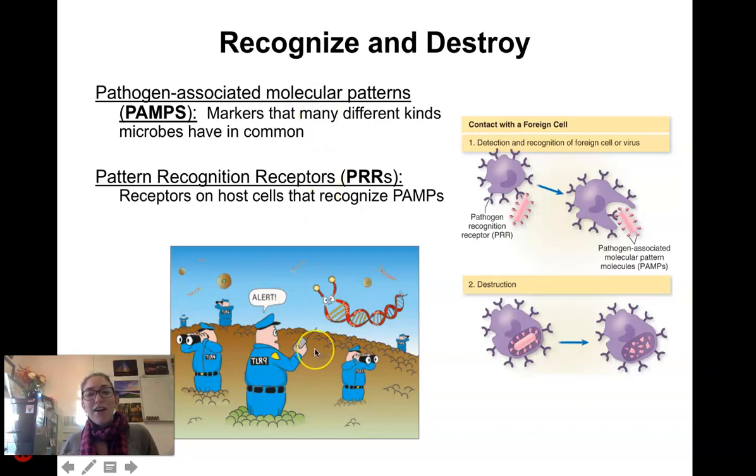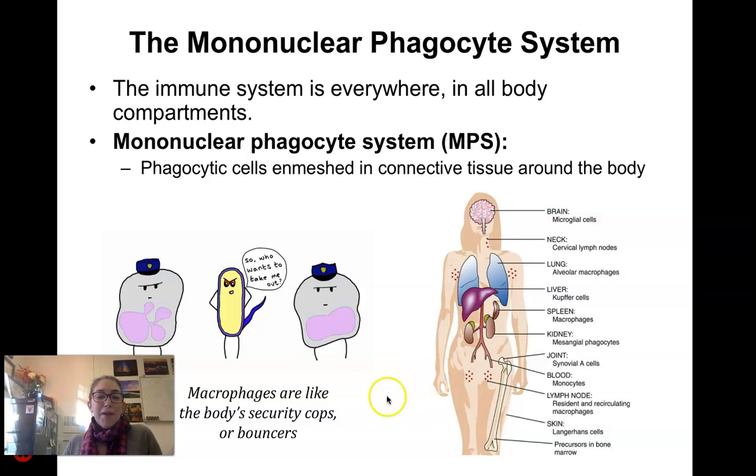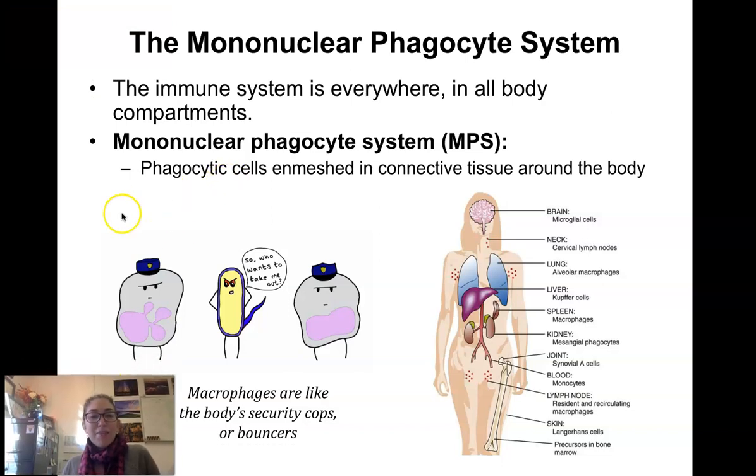So you can think of our first line of defense, the innate immune system, as kind of like the bouncers of the immune system. They're just on the lookout. They're at the doorway. They decide whether something is foreign, whether it comes in or not. An important part of this first line of defense, or innate immune system, are these macrophages and monocytes.